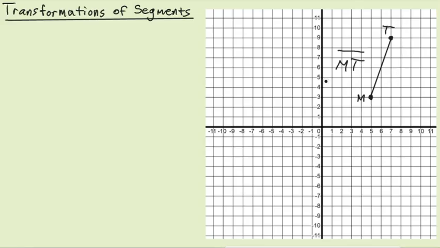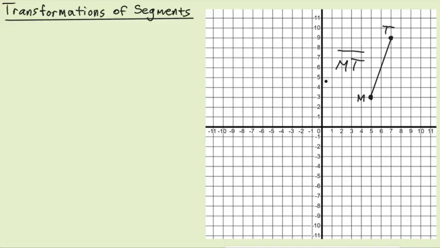We can do all the same things with this segment that we did with those points. We can reflect this segment over the y-axis. We can reflect this segment over the x-axis. We can rotate this segment 90 degrees. We can rotate it 180 degrees about the origin. And then we can also translate it. We can translate it down, up, right, and left.